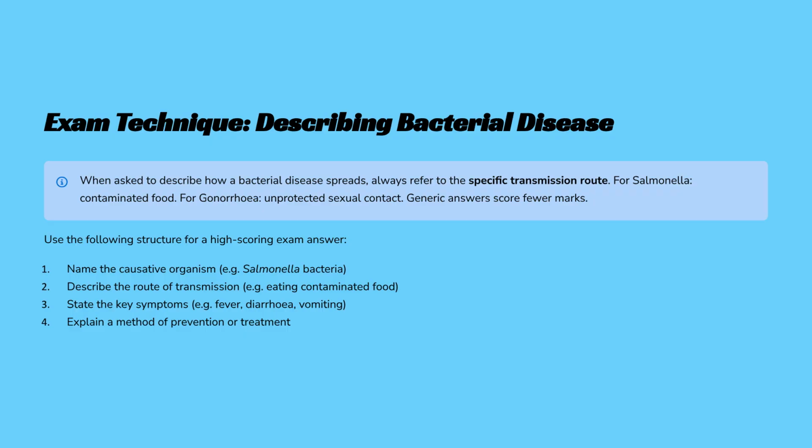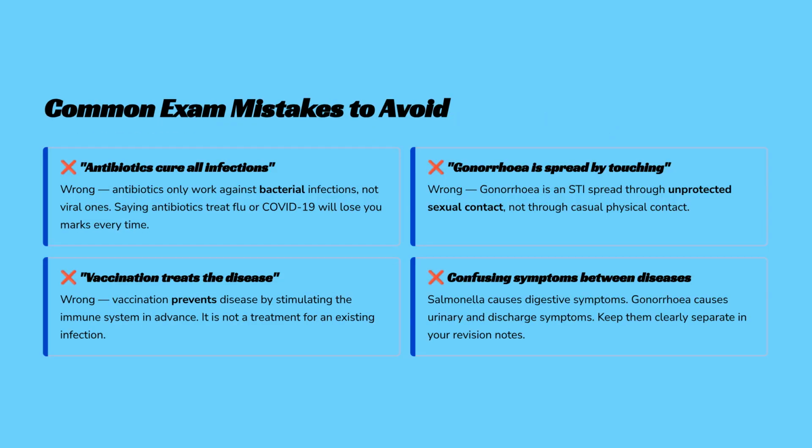When answering exam questions about disease spread, always be specific. Name the bacteria, describe the exact transmission route, list the symptoms, and mention a method of prevention or treatment. Generic answers won't get you full marks. Avoid these common exam pitfalls. Don't suggest antibiotics cure viruses. Don't confuse the transmission of STIs with casual contact. Don't claim vaccines are a treatment for existing illness. And keep the symptoms of different diseases distinct.